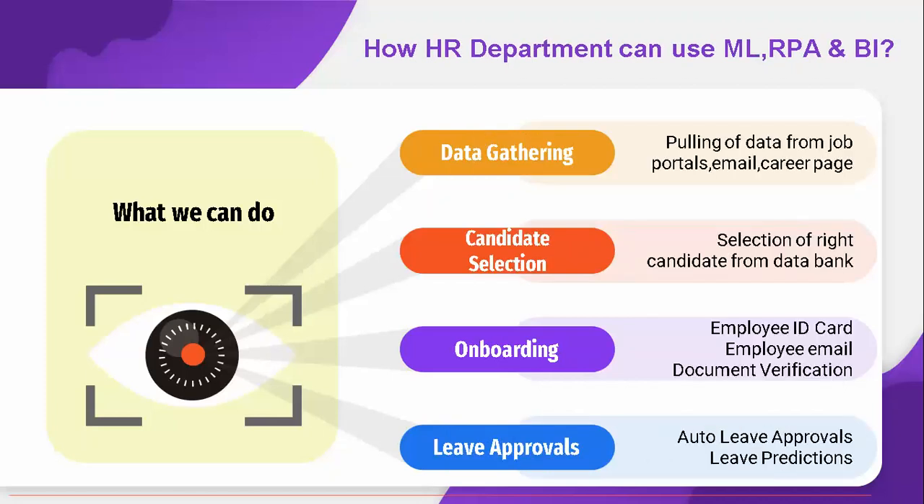So what I have written, I'll just quickly give you a glance of it. Data gathering, I was talking about pulling the data from portals, emails, career pages. I have also added candidate selection from the data bank. Whatever data you have, it will select the candidate for you, write a candidate profile for you, and provide you the emailers. I have also focused on onboarding RPA.